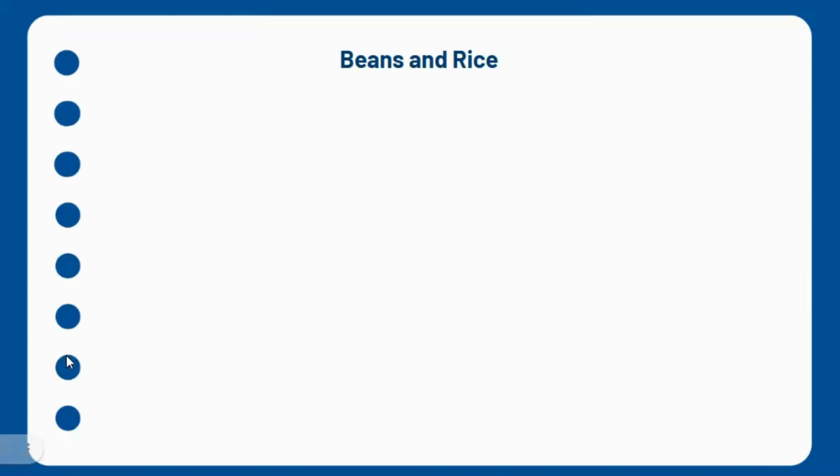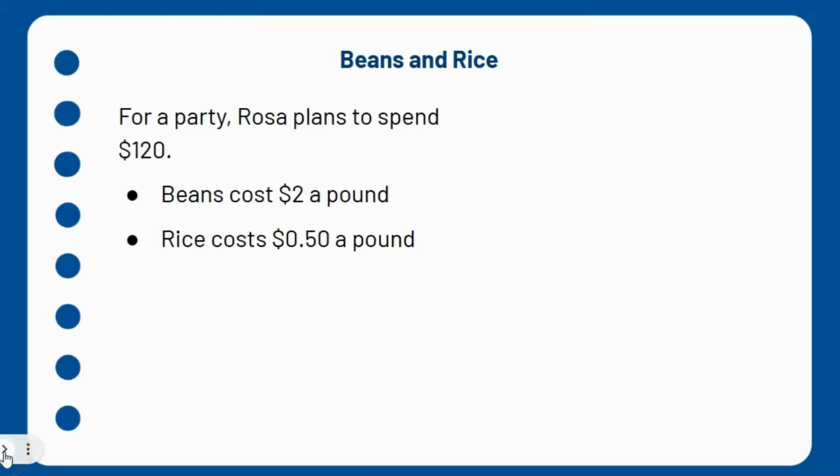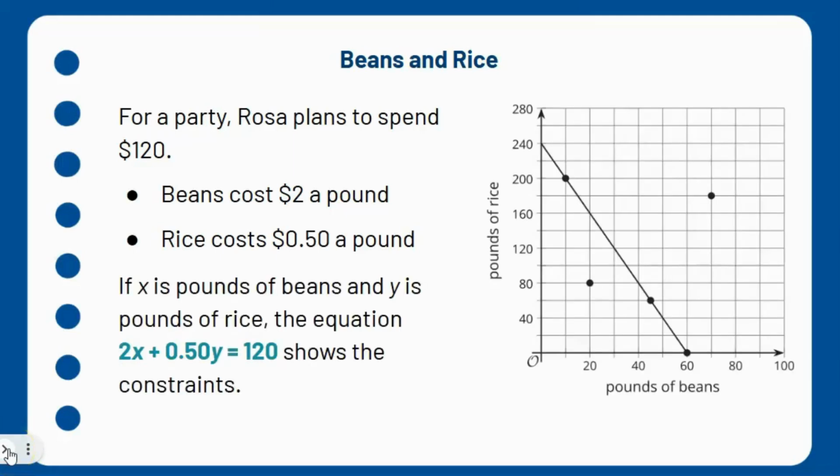We will start by thinking about beans and rice. For a party, Rosa plans to spend $120. Beans cost $2 a pound and rice costs 50 cents a pound. If x is the pounds of beans and y is the pounds of rice, the equation 2x + 0.50y = 120 shows the constraint. Here is the graph of the equation.